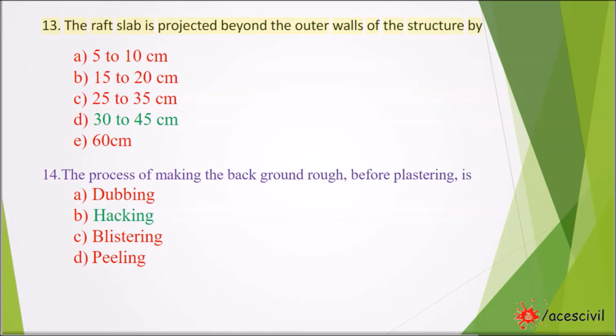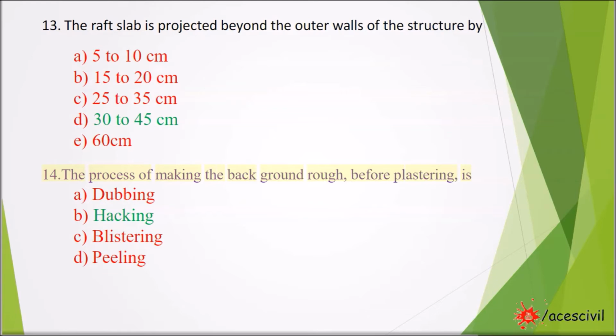13. The raft slab is projected beyond the outer walls of the structure by: a. 5 to 10 cm. b. 15 to 20 cm. c. 25 to 35 cm. d. 30 to 45 cm. e. 60 cm.